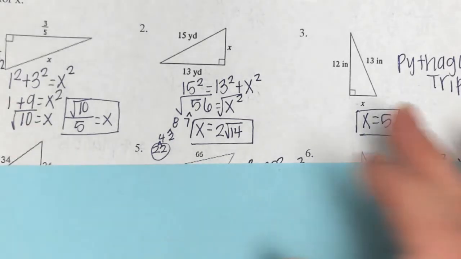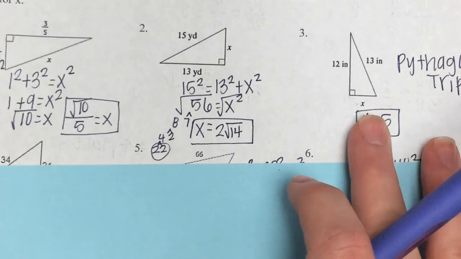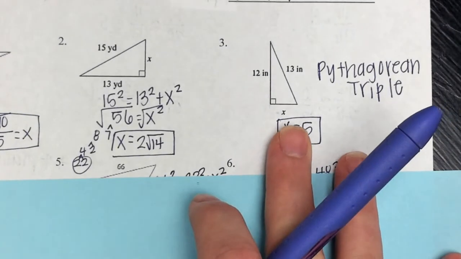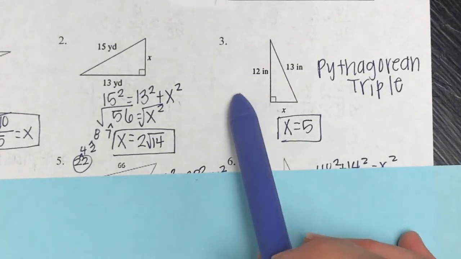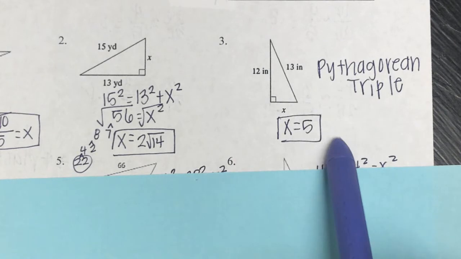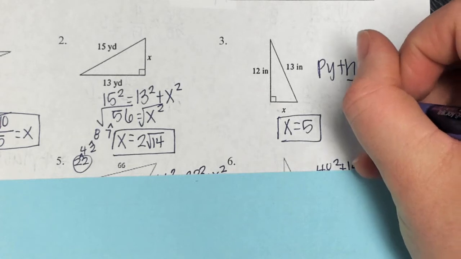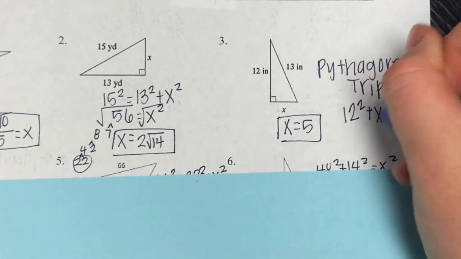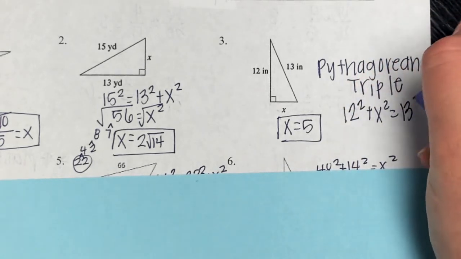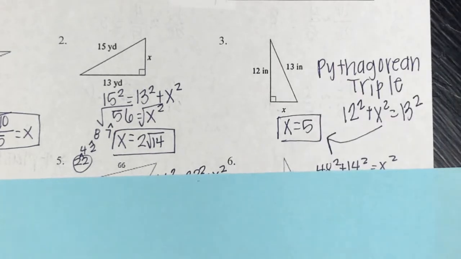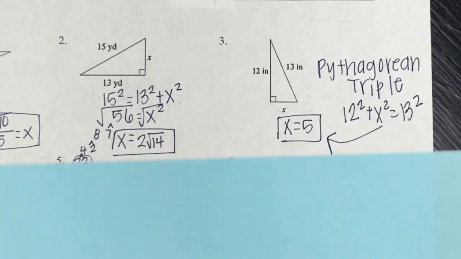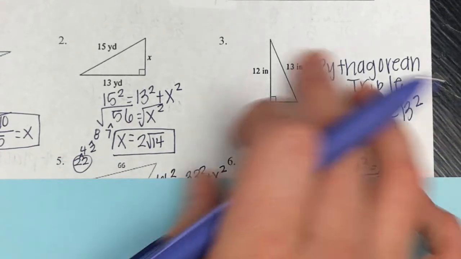Number 3 was a Pythagorean triple. You could have solved it using Pythagorean theorem, but I knew that if one side was 12 and one was 13, then the other one had to be 5. But if you wanted to use Pythagorean theorem, you would set it up the exact same way, 12 squared plus x squared equals 13 squared, and you would have gotten 5. Just one of those things you can memorize, like 3, 4, 5.